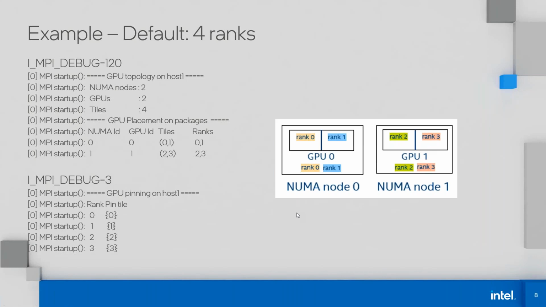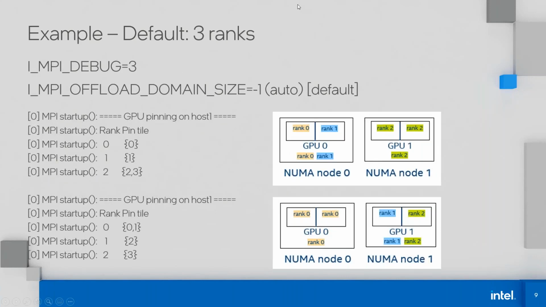So the next example. Here is an example when the number of tiles is more than the number of ranks. Here we have 3 ranks. And in this case, some of the ranks will have more tiles than other ranks. For example, in the first picture, only the rank with number 2 is located on NUMA node 1. That's why 2 tiles will be visible for this rank.